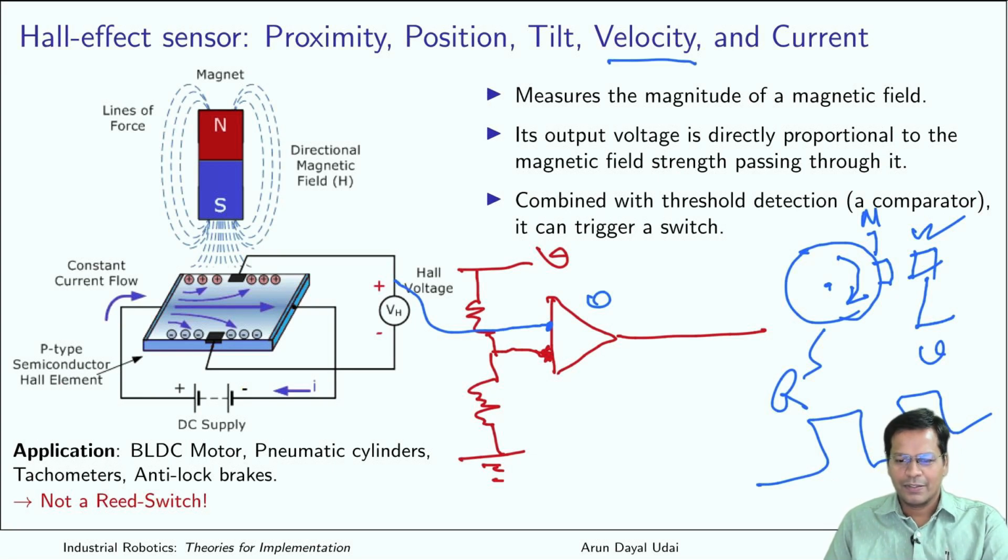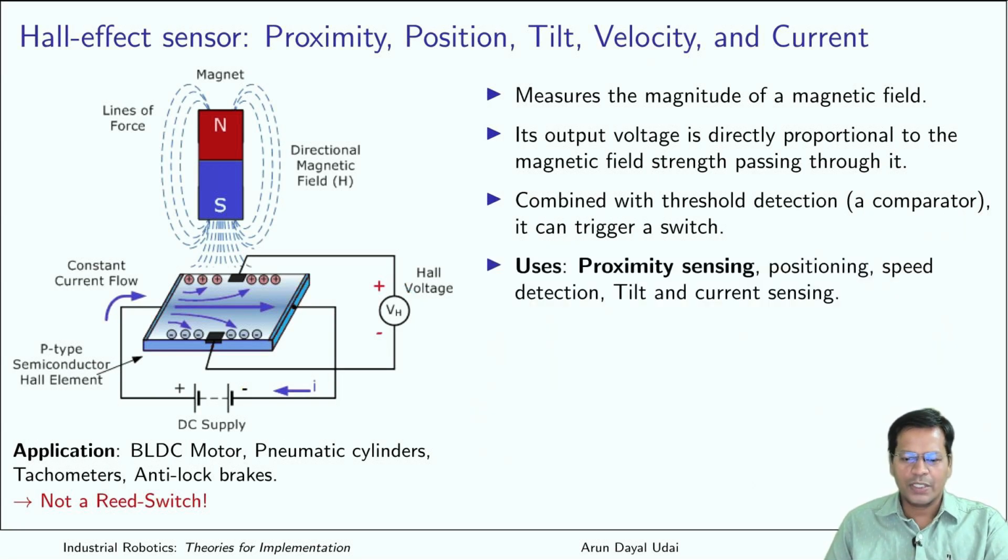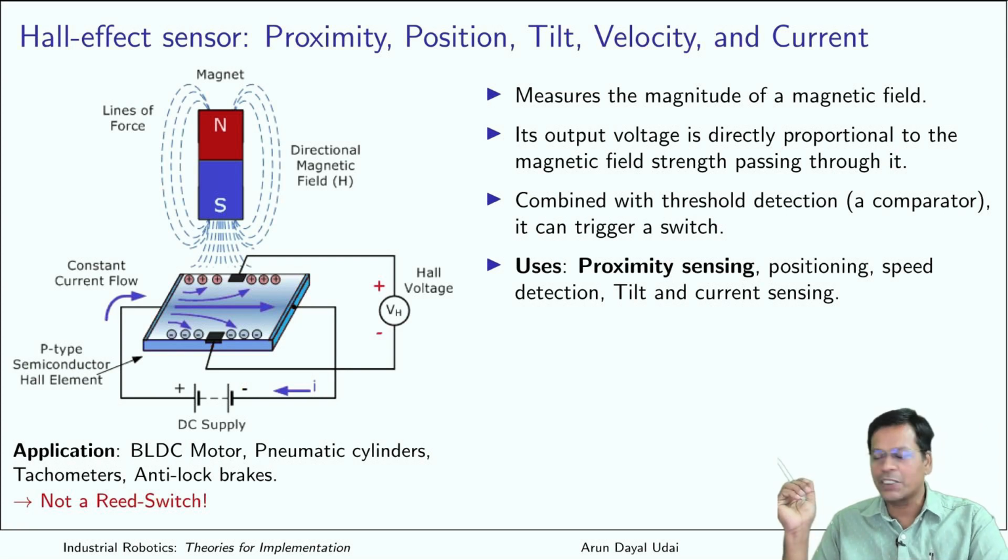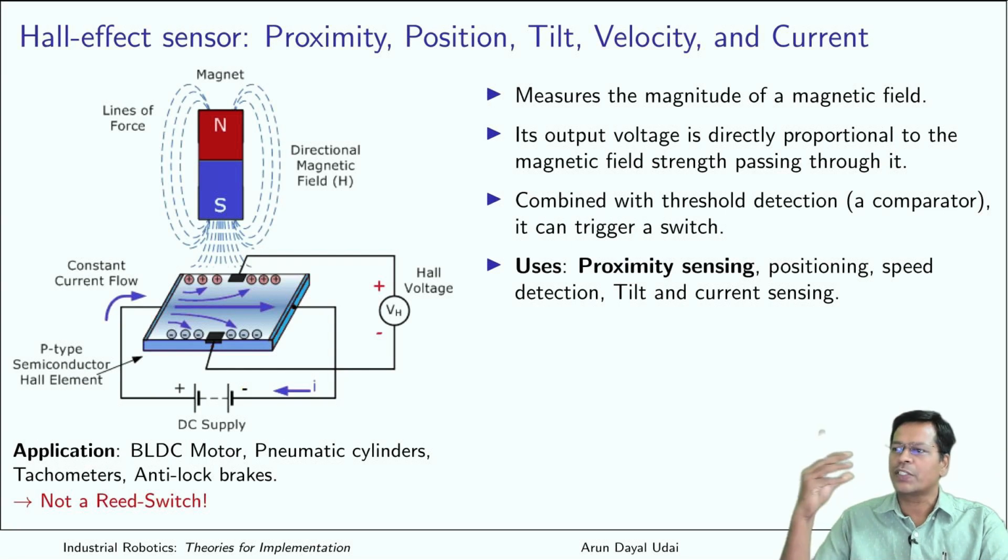So this is how, combined with threshold detection, a comparator can be used, and it can trigger like a switch. So it can be used like a proximity sensor. Anything with a magnetic element, if it comes nearby, it detects. That is what a proximity sensor is. If it comes nearby, you detect it as high.